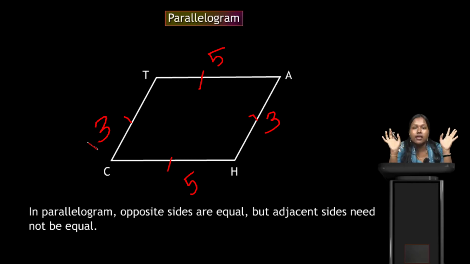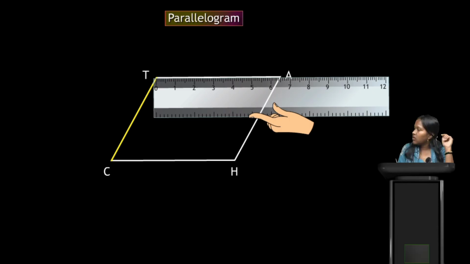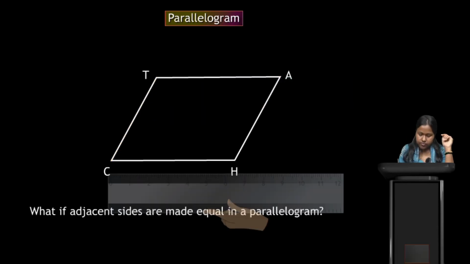But it is not necessary actually. The main condition is that opposite sides should be equal. So in a parallelogram, opposite sides are equal, but adjacent sides may or may not be equal. But opposite sides must always be equal. Okay. Here you see, if we measure with the scale, you can see how much it is. One is more than 5, another one is more than 6, right?